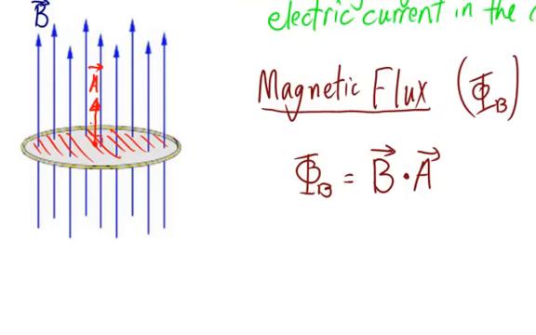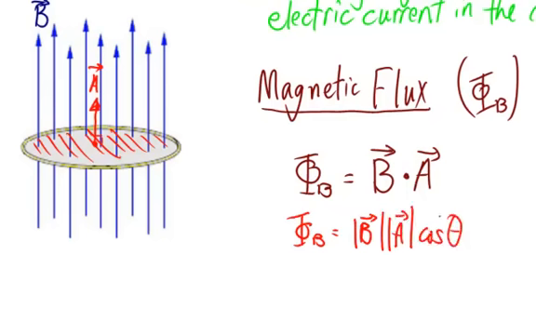Then there could be an angle between the direction of the magnetic field lines and the direction of the area, so that you could rewrite the magnetic flux in terms of the magnitudes of the vectors. It's going to be the magnitude of B times the magnitude of A times the cosine of the angle between B and A. And in 95% of the numerical problems you're going to work, the angle is going to be 0 degrees, so that the cosine is equal to 1.